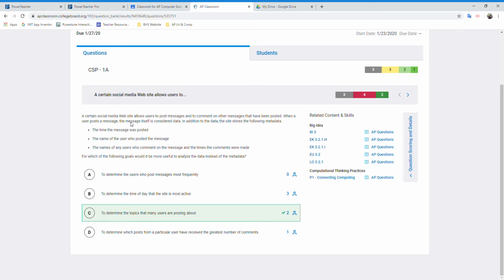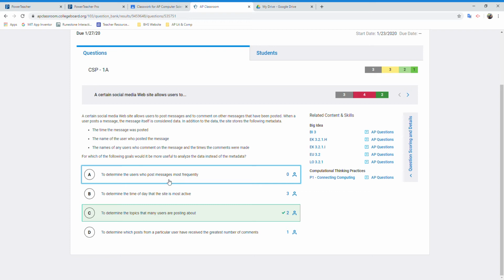So the first one is a question about social media websites and how the data is being stored. It's storing metadata about the time it was posted, the name of the user, and the names of the users who comment. Now, which of the following goals would it be more useful to analyze the data instead of the metadata? So watch that. When is it better to analyze the data instead of the metadata?